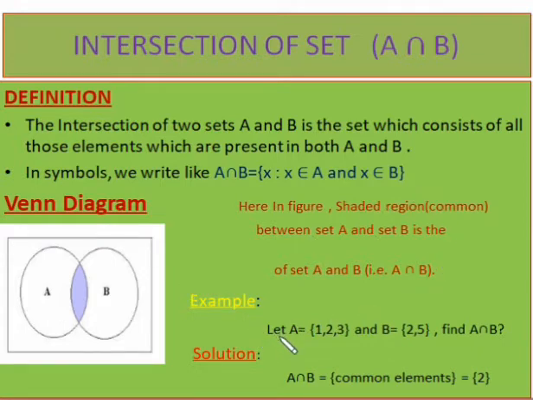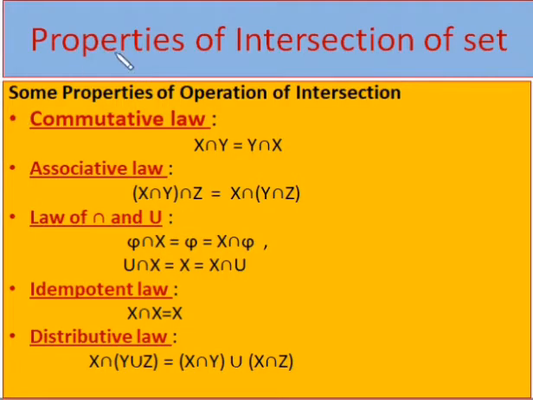Now let us take an example. A is equal to 1, 2, 3 and B is equal to 2, 5. What is common here? 2 is common. That's why we say that A intersection B is only 2. Okay. Now what are its properties? Now see the properties of it. The same as before, it is also commutative. It is also associative.